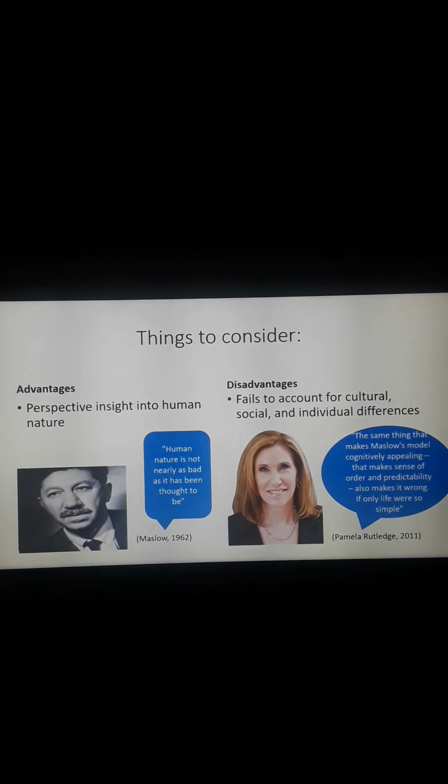This does lead us to our disadvantage, that it fails to account for cultural, social, individual differences. Although we all have needs, we are all still individuals in different cultures and we develop in different paces. Pamela Rutledge explains this best in her 2001 article, Social Network: What Maslow Misses. She says, the same thing that makes Maslow's model cognitively appealing is what makes the sense of order and predictability also makes it wrong. If only life were so simple.